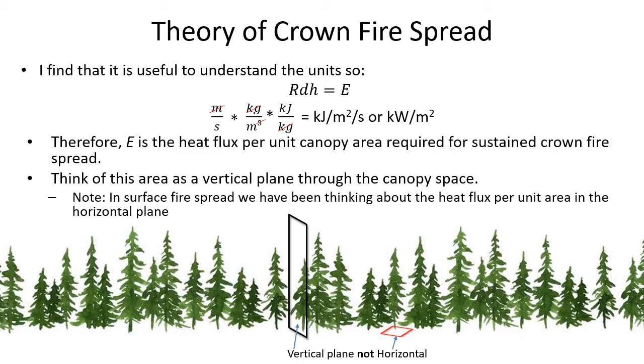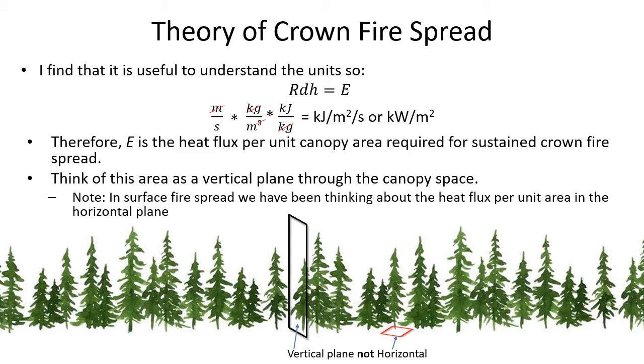When we multiply those three things together, we can cancel out some units. Our meters get canceled out, our cubic meters turn into square meters, and then our fuel mass also ends up getting canceled out, leaving us with our E, which has units of kilojoules per square meter per second, which we can also rewrite as kilowatts per square meter. Basically, what this is showing us is that E is the required heat flux per unit area in the canopy to sustain this propagation. If E is not high enough, then it won't be able to maintain itself as a crown fire and will drop back down onto the surface.